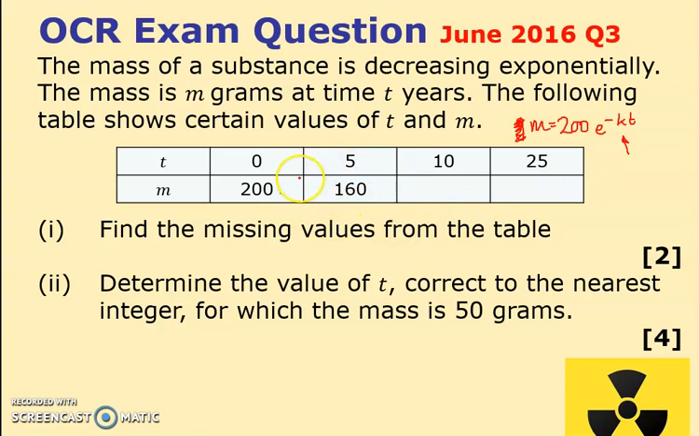Now, I got the 200 because I saw that it said 0 and 200 initially. So that's why that was 200. To get this one, I can say t equals 5. So when t equals 5, I know that m is 160. So put those in. I say 160 equals 200 e to the minus k times 5. Move the 200 over. I get 160 divided by 200, which is 0.8, equals e to the minus 5k.